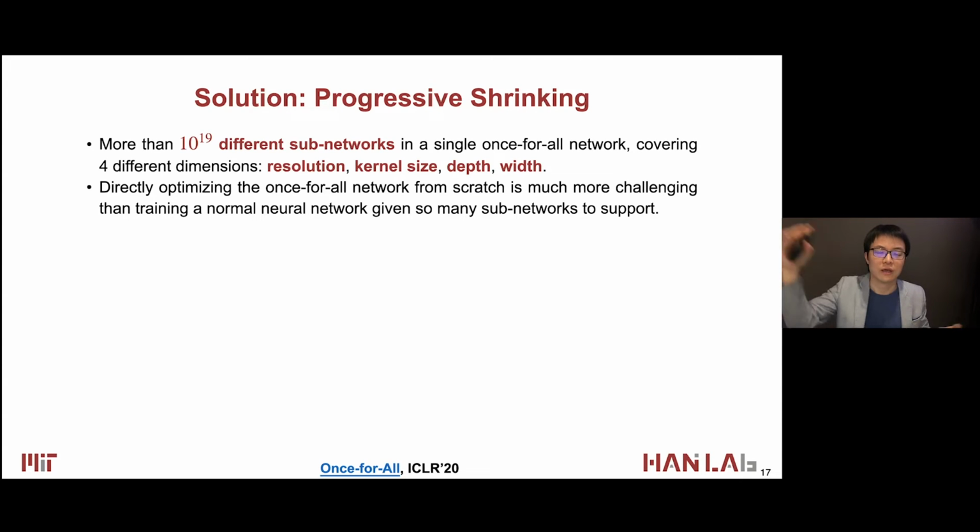In this broad spectrum, our method can cover 10 to the 19 different subnetworks in a single once-for-all network. To achieve that, we cover 4 different dimensions: different resolution, different kernel size, different depth, and different width. Directly optimizing such a once-for-all network from scratch is much more challenging than training a normal neural network, given so many subnetworks to support. And we find that training the large model first and then gradually making the model smaller is better than not following such an order. Since during SGD, we are using a convex optimization method to deal with a highly non-convex problem, redundancy is actually preferred during the initial training dynamics.